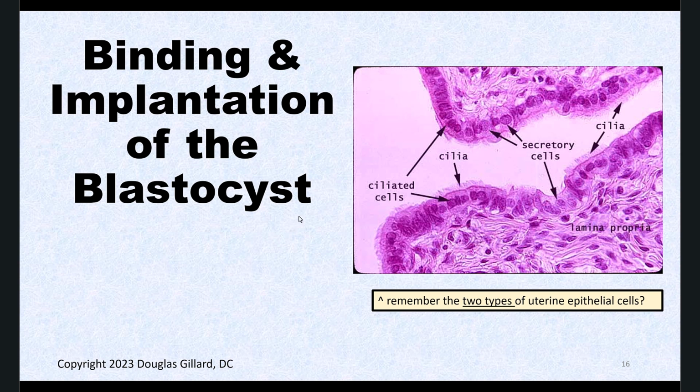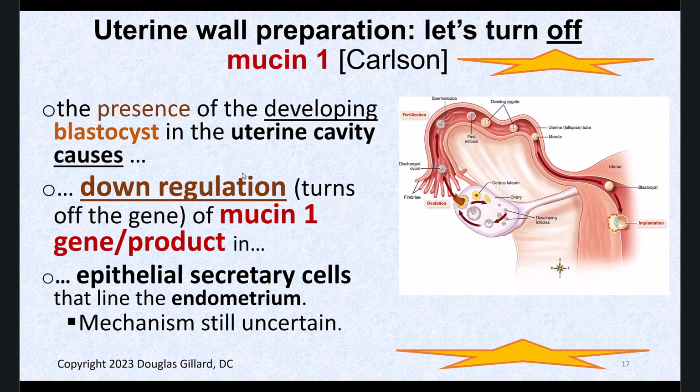Our little blastocyst has been floating around in the uterine cavity. It's taking on fluid, uterine milk's keeping it alive. But now it's time to get a blood supply going. So in order to get a blood supply going, we have to get into the endometrial wall. It has to implant. And so there's a process involved in this implantation. So let's take a look at that.